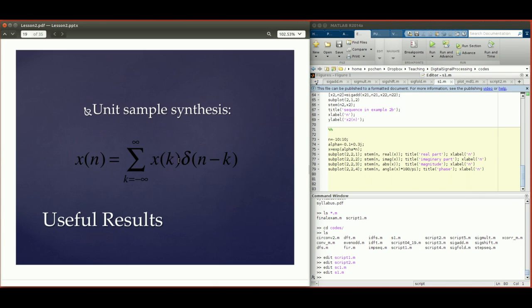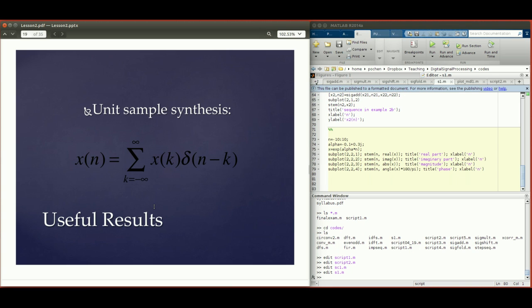One of the most important operations in signal analysis is probably the convolution operation. So now let's try to understand what this convolution operation actually means. To understand a convolution, we need to understand two things: one is what we call the unit sample synthesis, and the other is what exactly a linear time invariant system, or LTI, is.